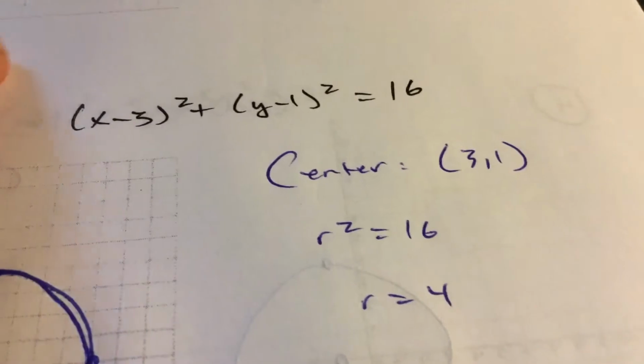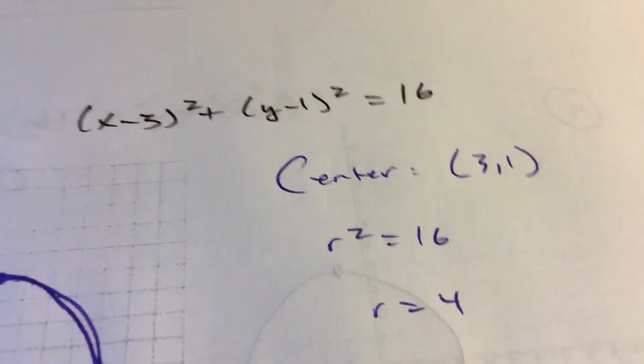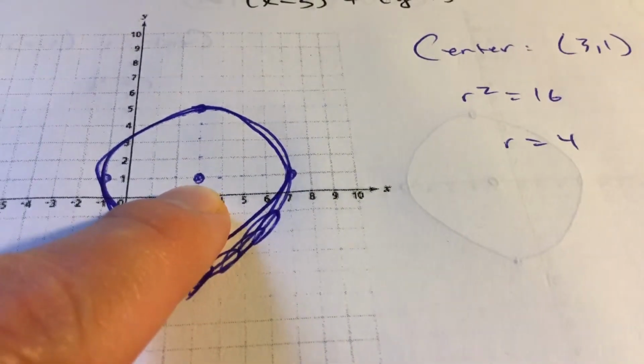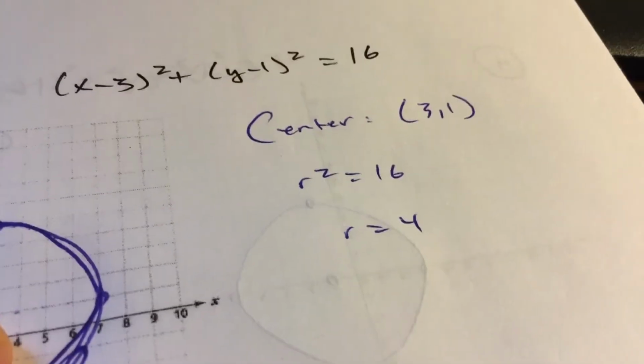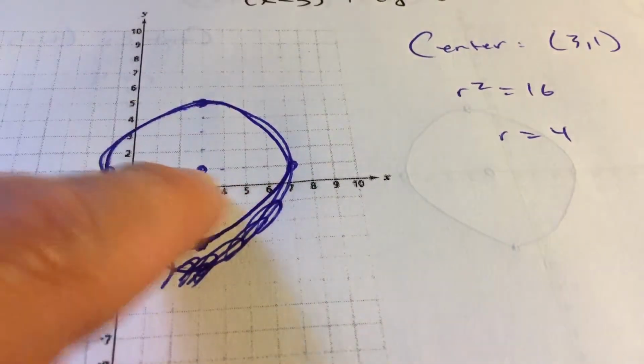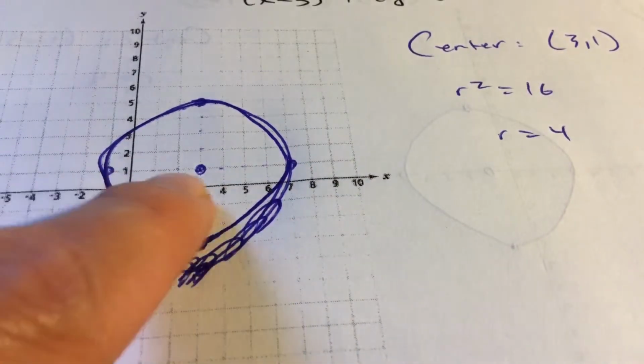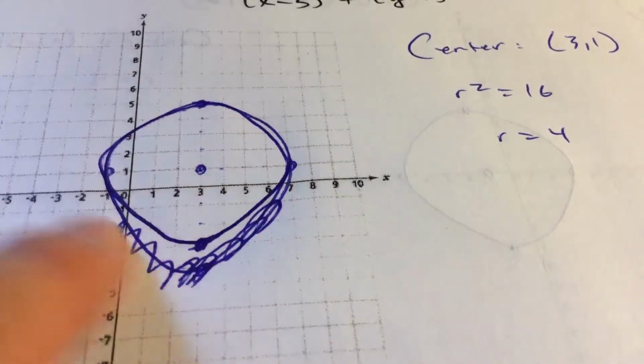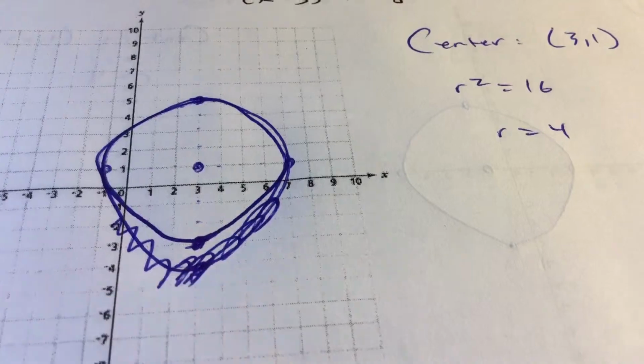Graphing a circle, even though I botched it, is very easy. You just need to find the center, 3, 1, and put a dot there. Over 3, up 1. The radius squared is 16, so the radius is 4. You go 4 north, 4 east, 4 west, 4 south. I accidentally went 5 south there. All right, anyway, make your best circle. Not too difficult.